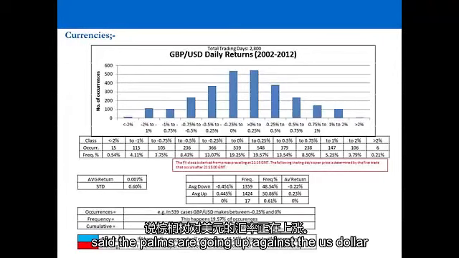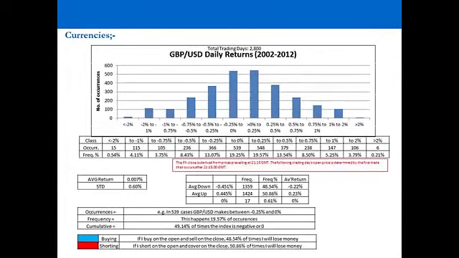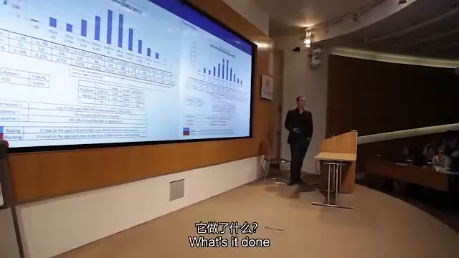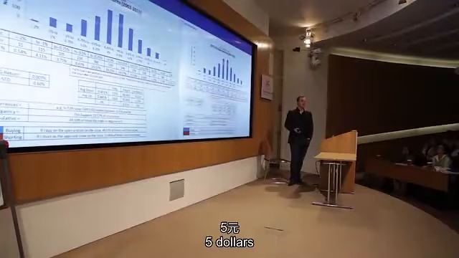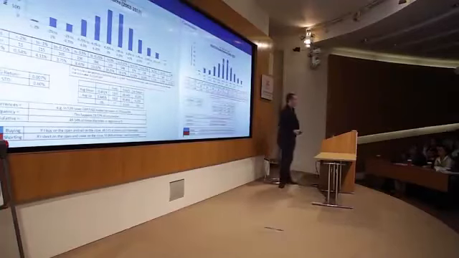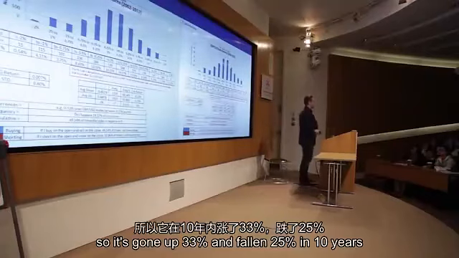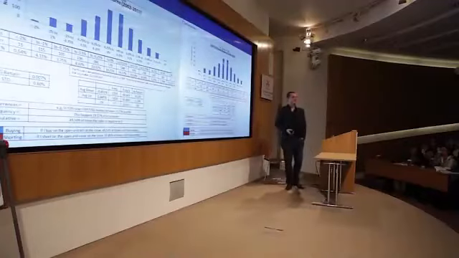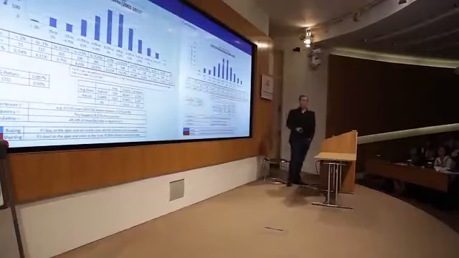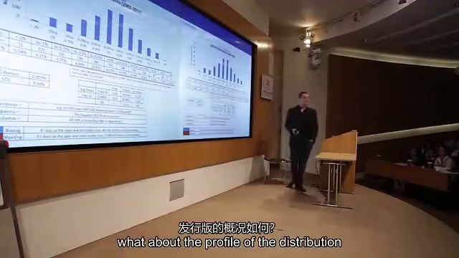So the pound going up against the US dollar or going down against the US dollar in the last decade. And what's the pound essentially done in the last decade? What's it done? It's gone from 1.5 to 2. So pound buys $1.50 to pound buying $2. And then it's gone from 2 back to 1.5. That's what it's done in a decade. So it's gone up 33% and fallen 25% in 10 years. It's not exactly very exciting, is it? But every day, it's either up or down, 50-50 chance.